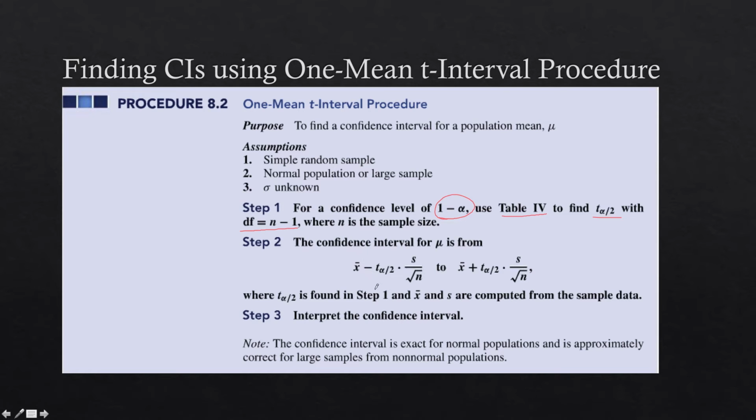In step 2, similarities, we still have the sample mean. Note, here is a difference.